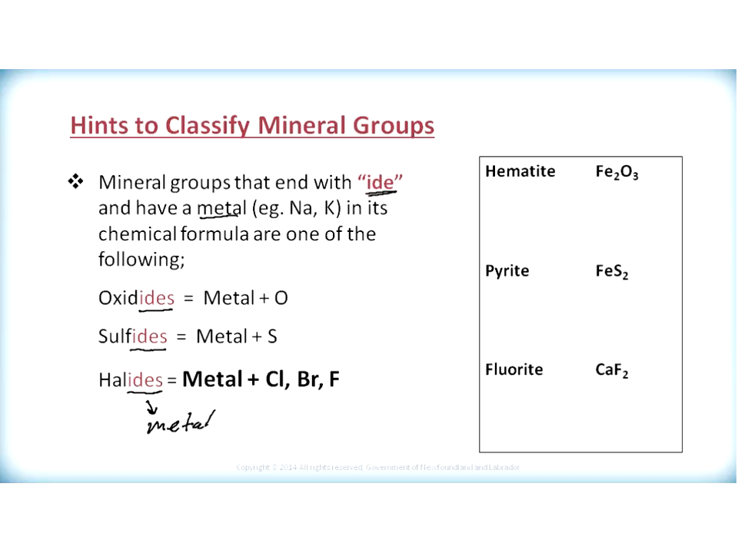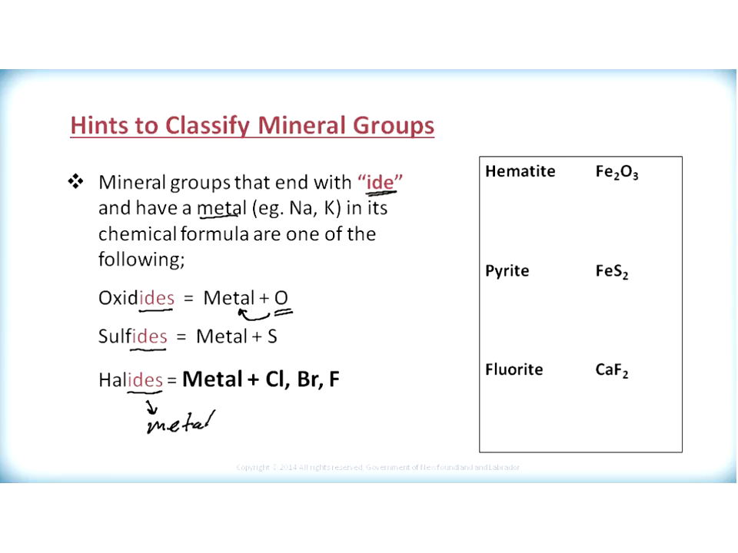So if we look at the examples above, with oxides you will see it has oxygen, or it could be an oxygen group. But if it has an oxygen group, we look at the element directly in front. If the element in front was carbon, then it would be a carbonate. If the element in front was silica, it would be a silicate. If it was sulfur, it would be a sulfate.